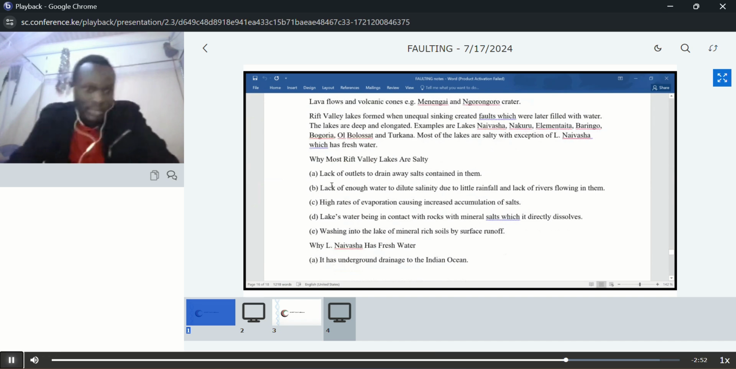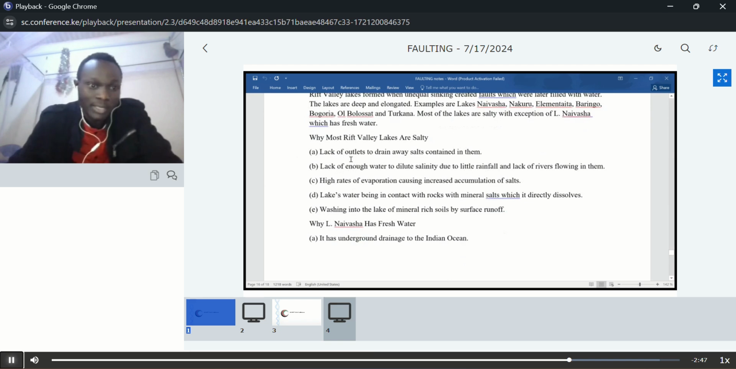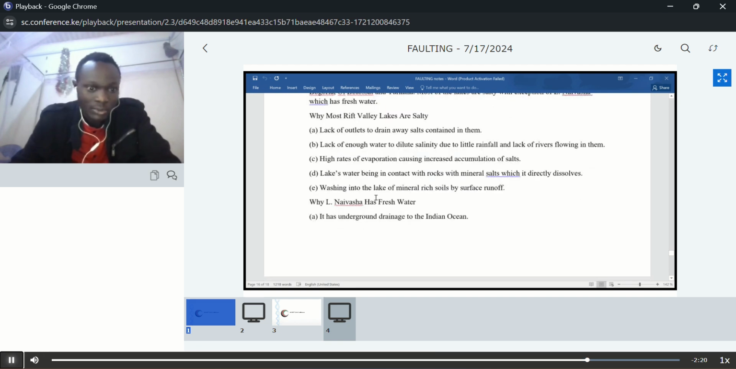And we have a question here: why are most Rift Valley lakes salty? Number one is the lack of outlets to drain away the salts contained in them. Number two is lack of enough water to dilute salinity due to little rainfall and lack of rivers flowing into them. We have high rates of evaporation causing increased accumulation of salts, and lake water being in contact with rock with mineral salts, which it directly dissolves, washing into the lake of mineral-rich soils by surface runoff.